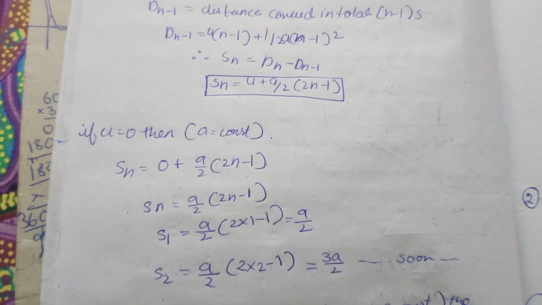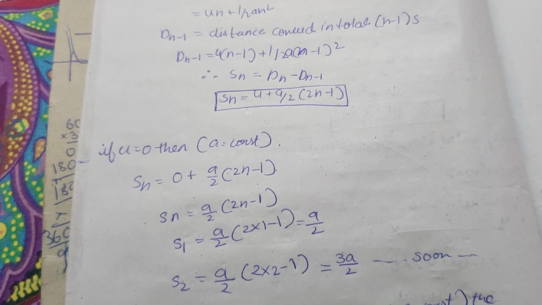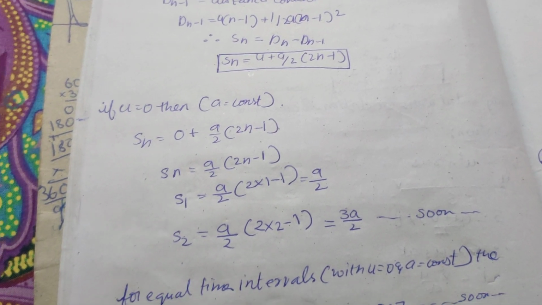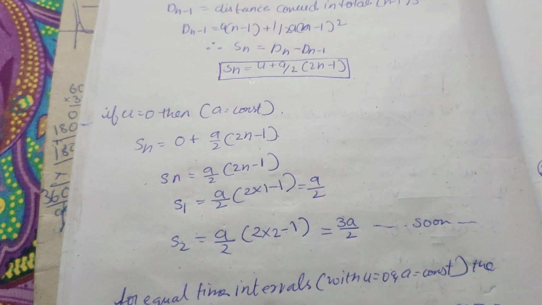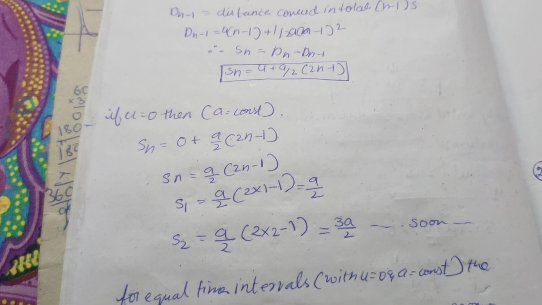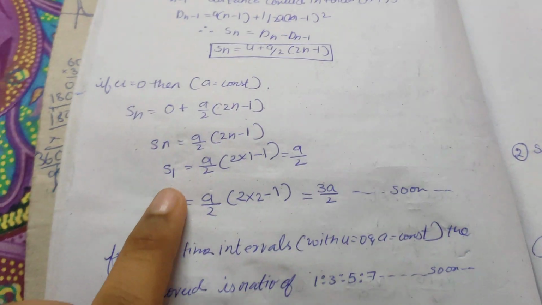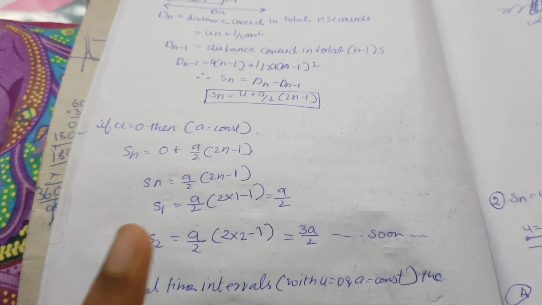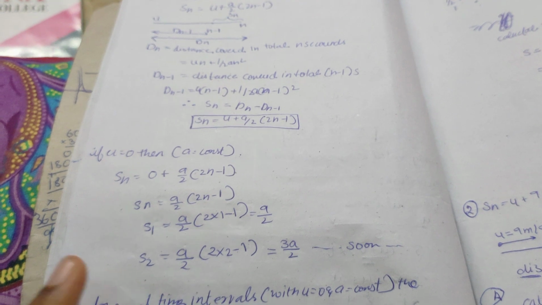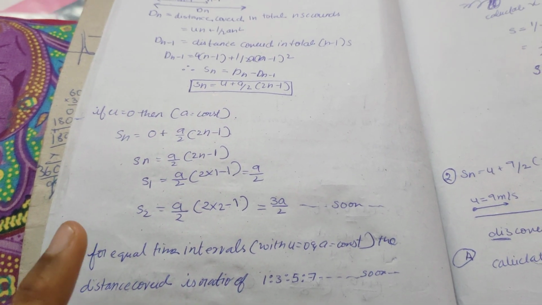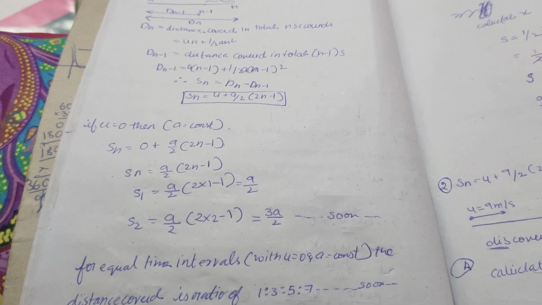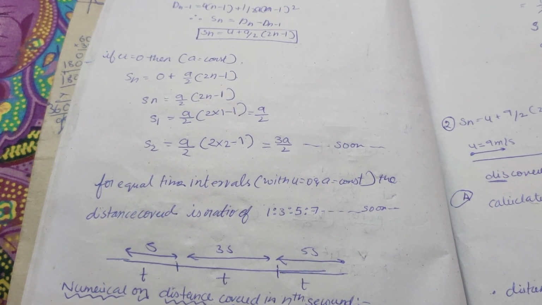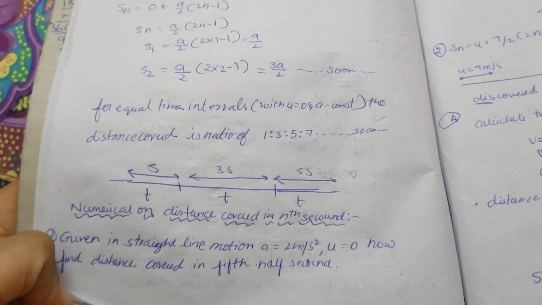If u equal to 0 and a equal to constant, then Sn equal to 0 plus a by 2 into (2n minus 1). Here, if the n value is 1, then we'll get a by 2. If n is 2, we'll get 3a by 2. If n is 3, we'll get 5a by 2. So we get these values in the ratio of 1:3:5:7.